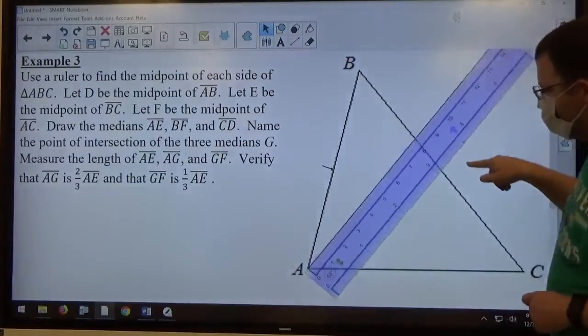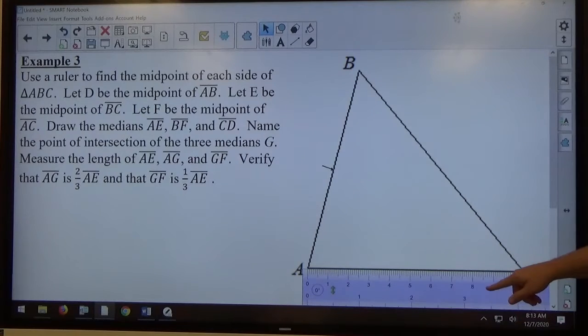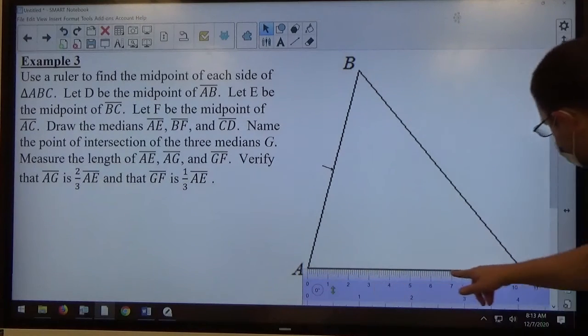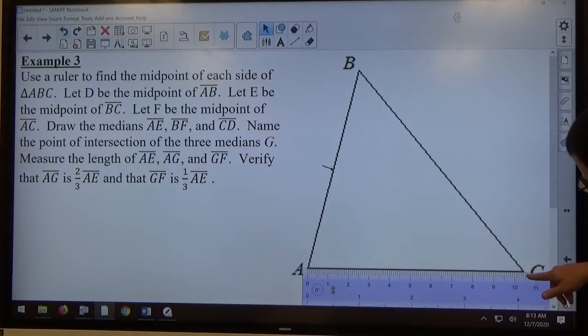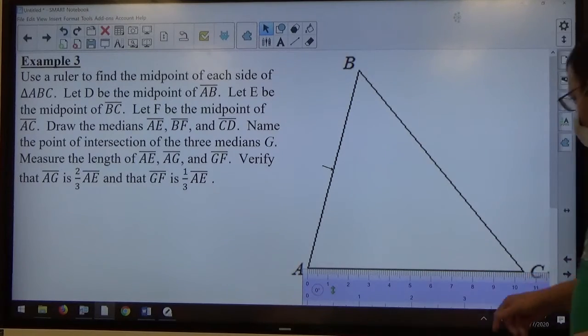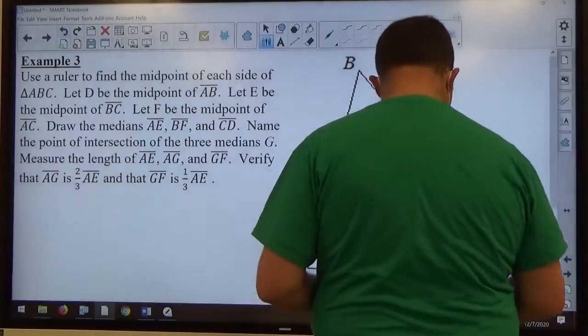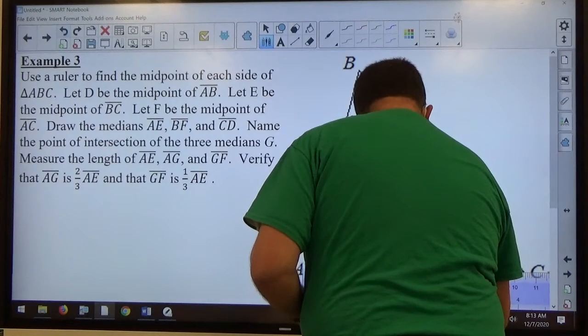Then I'm going to move my ruler down here, do the same thing for AC, make sure I'm right at 0 on A. Looks like it goes to about 10.4 on my ruler. So half of that would be 5.2. So right about there.